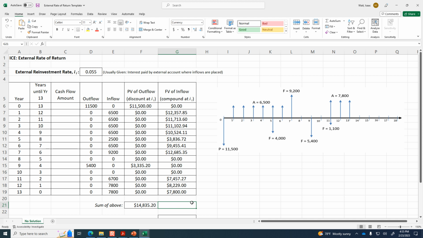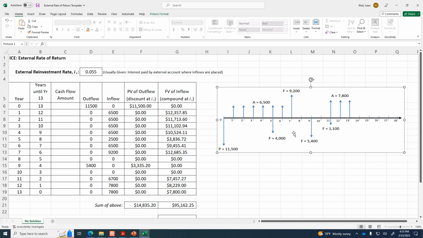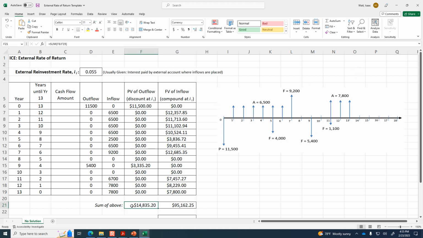Okay, so now we need to add up these. So equals sum. Add it all up. Okay. So what we're looking for now is, this is just a big lump sum. We're basically taking these amounts to one lump sum present value and one lump sum future value. So this is at time 0 and this is at time 13. We want to know what is the interest rate that makes, if you take this lump sum future amount to the present, what is the interest rate that makes it equal to 14,835?